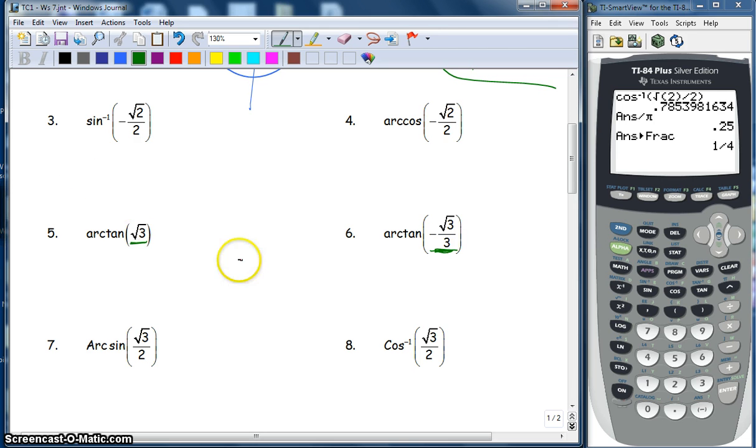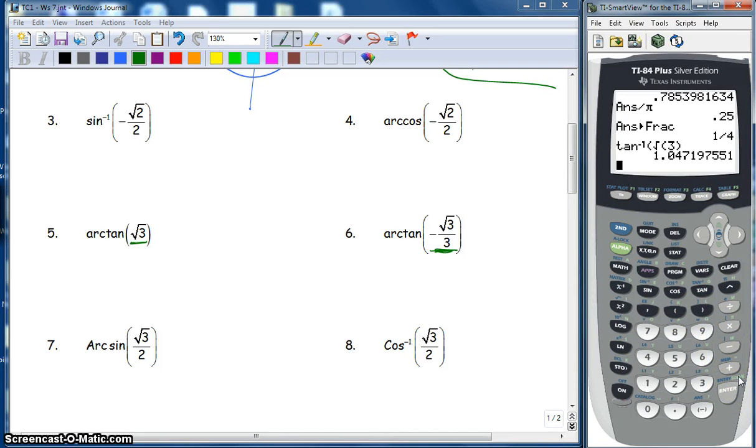Well, I'll do number 5. We can use our calculator to figure this out. Get our first value by doing second tangent of the root 3, and you hit enter and you get that. Well, again, we need to divide that answer by pi so we can find out what our fraction is, and it should be pi over 3. This should be 1/3, yes.